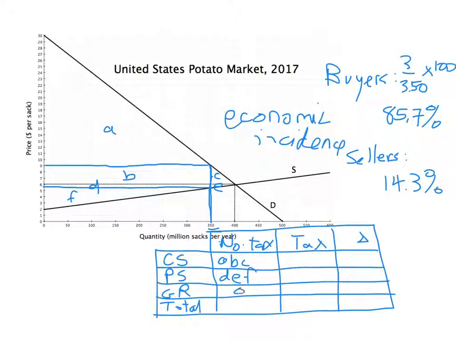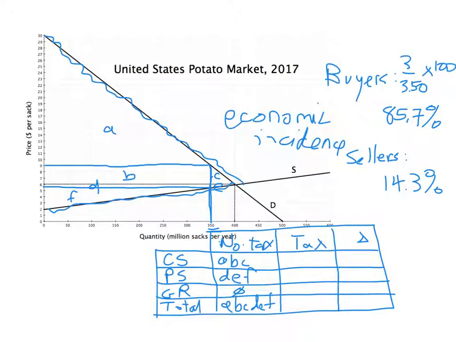There's no tax, so there's no government revenue. A, B, C, D, E, F. And you notice the total surplus always is the area below the demand curve and above the supply curve counted up over the units sold. All right, let's get a new pen, new color pen.